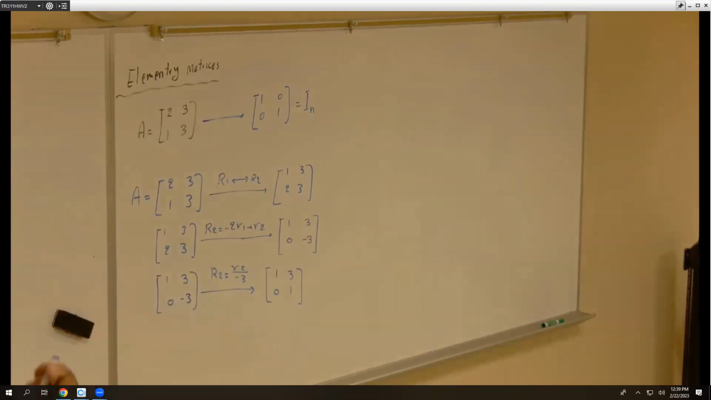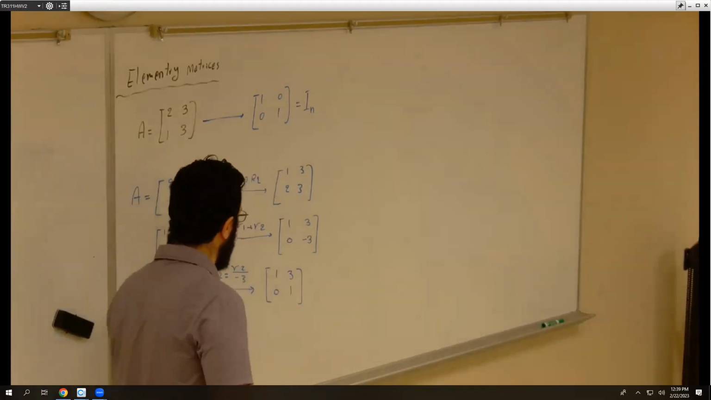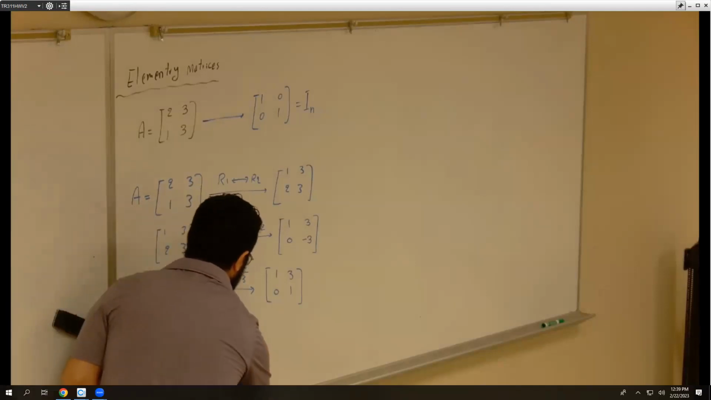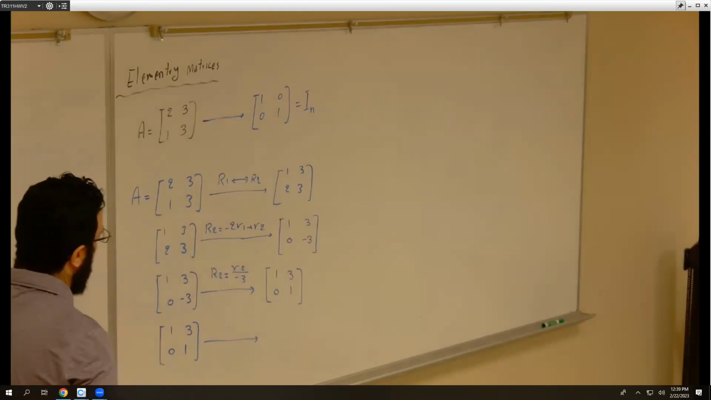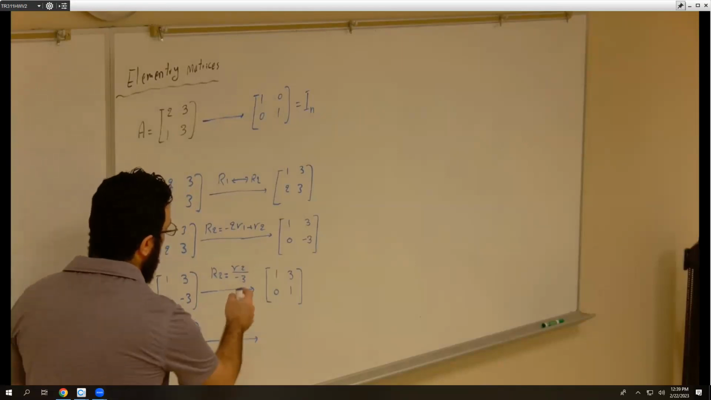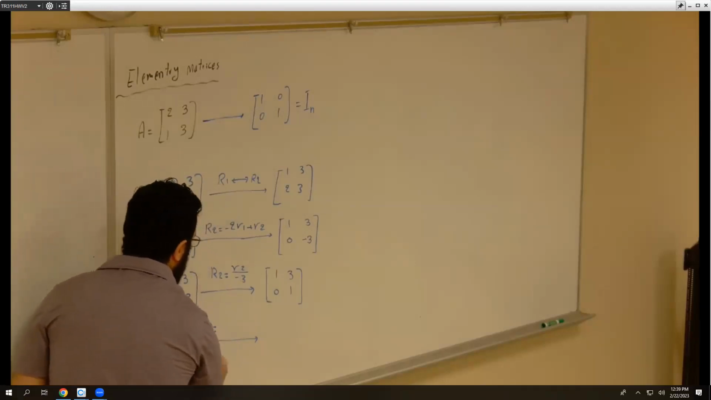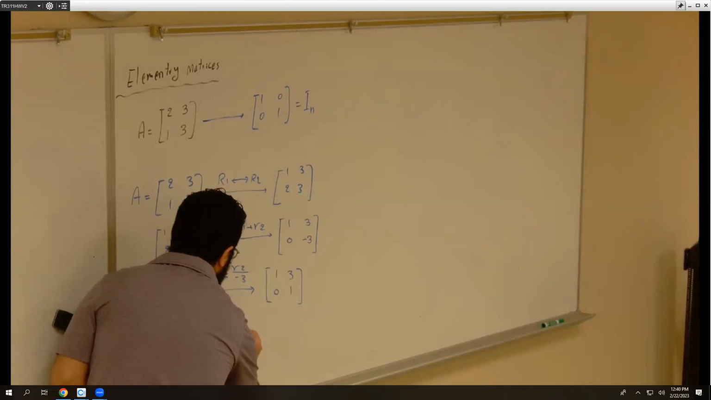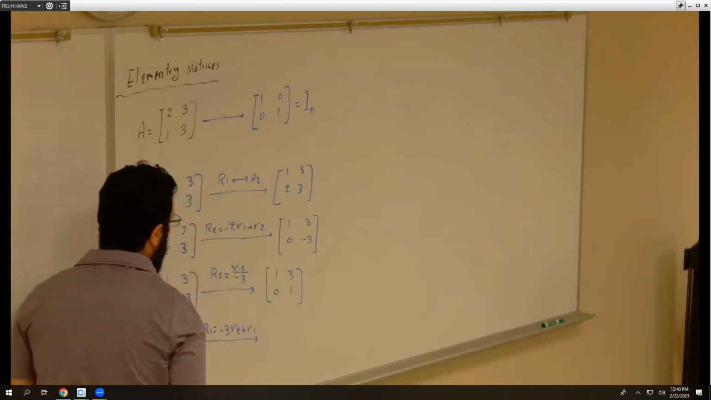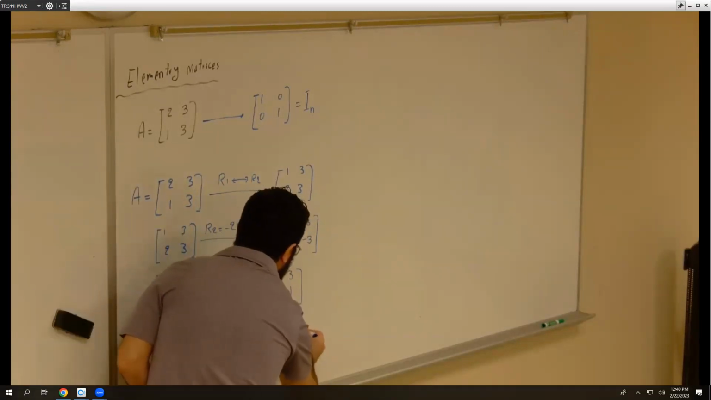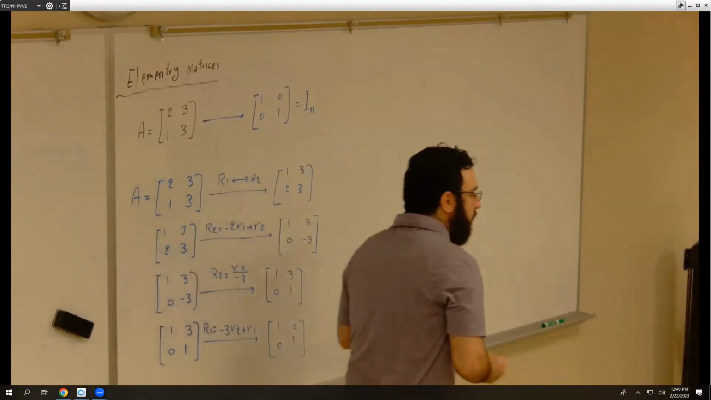The next step is to convert this number to 0. So 1, 3, 0, 1. How am I going to convert it? I'm going to multiply R2 by -3 and add it to R1. That means the new R1 is going to be -3 times R2 plus R1. The result is going to be 1, 0, 0, 1. We already know how to do these steps.